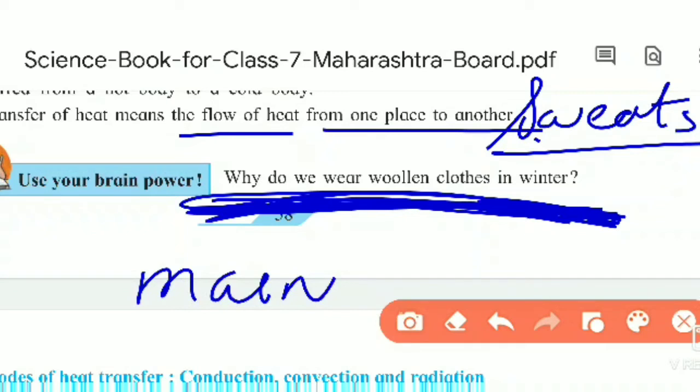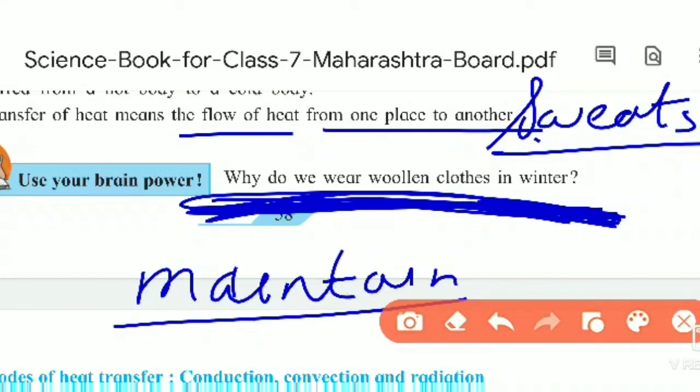And the same thing in the winter season: the outside environment is cool and our body is hot. So who is absorbing the body's heat? The environment is absorbing it, and due to this the body temperature reduces. To maintain the body temperature, which clothes do we wear? Woolen clothes we wear.